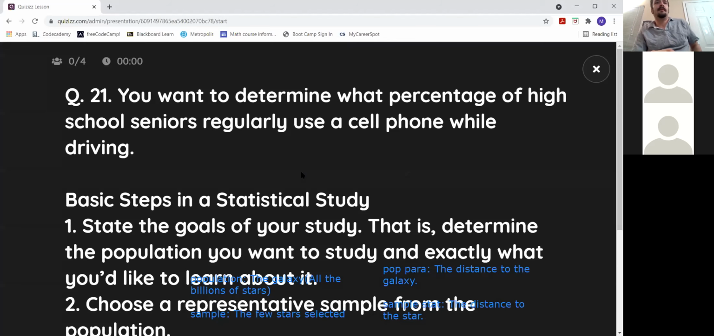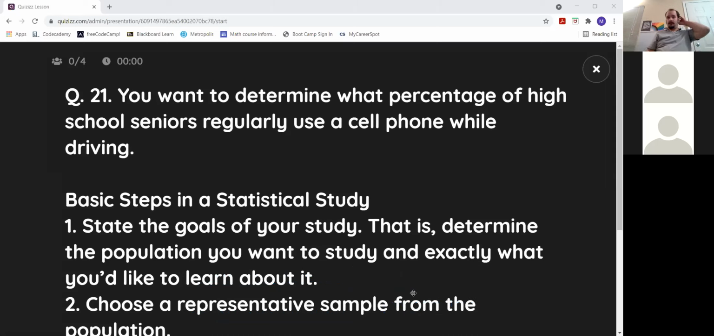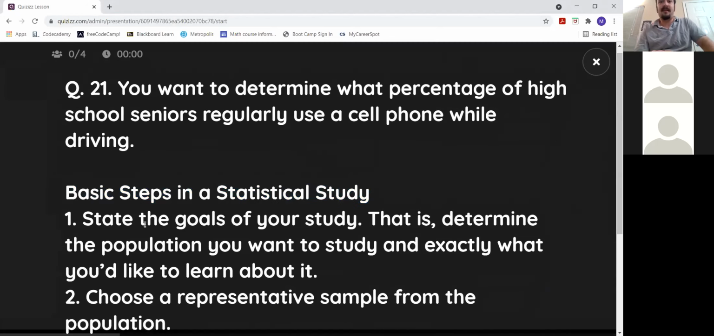What does it say? So now we're doing the 5 steps that they talk about in the book. You want to determine what percentage of high school seniors regularly use a cell phone while driving. I think you're supposed to write it like you want to do this study. So how are you going to do the study where you figure out how many high school seniors regularly use a cell phone while driving? So state the goal of your study.